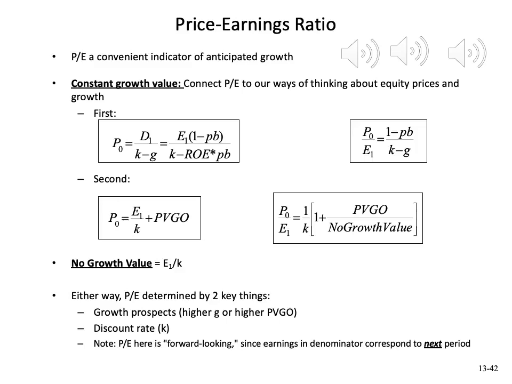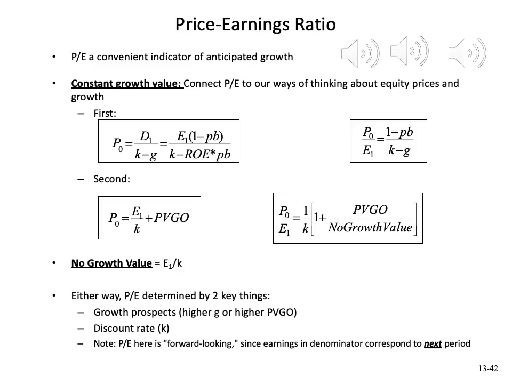If we want to write the P/E ratio in terms of the present value of the growth opportunity, we can start from the second formula. P0 equals E1 divided by K, which is the no growth value, plus the present value of the growth opportunity. So divide E1 on both sides. We have P0 divided by E1. Our P/E ratio equals 1 over K times the whole thing, 1 plus present value of growth opportunity divided by the no growth value. Again, no growth value is E1 over K.